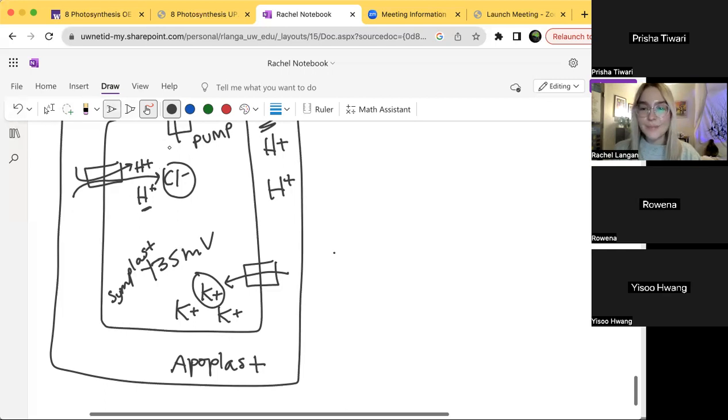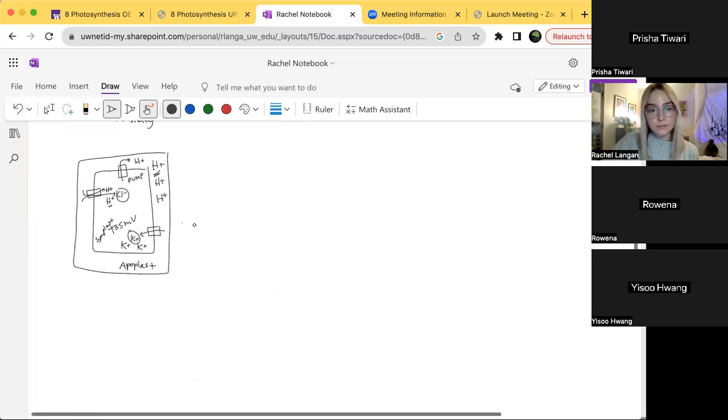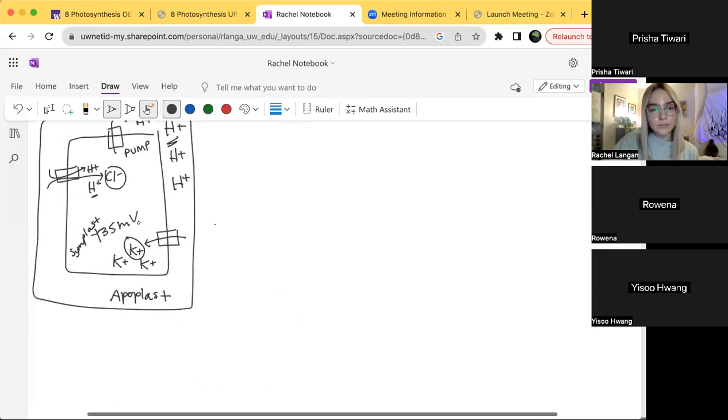Oh, hang on, quickly follow up on that. So apoplast is actually outside of the cell membrane, but we're still within the cell wall, right? Yes. It's the extracellular cell wall space.